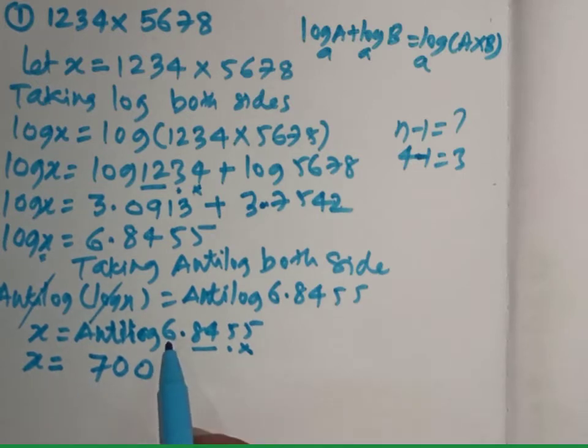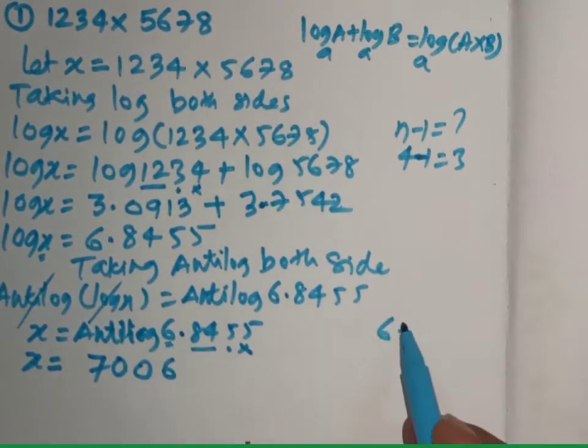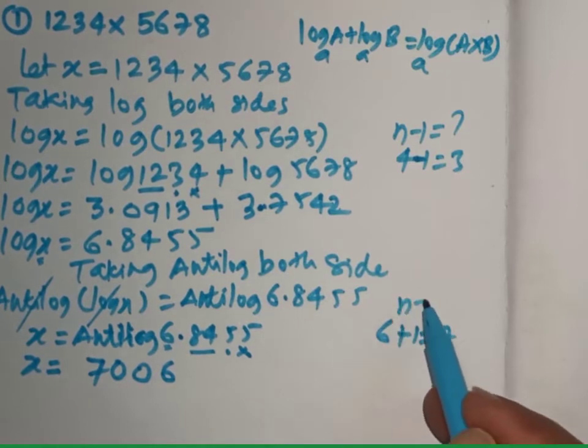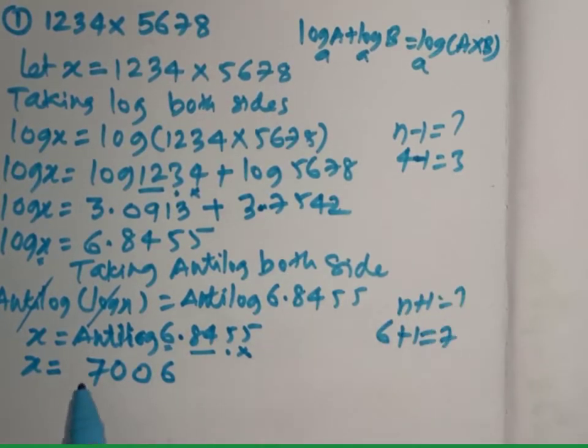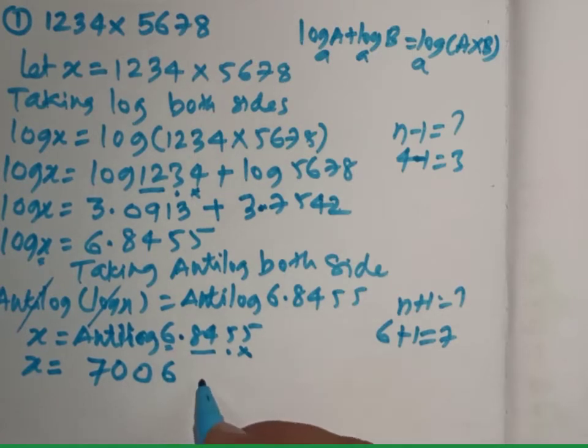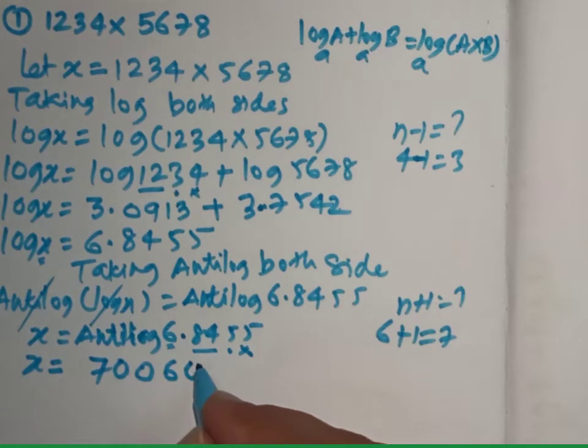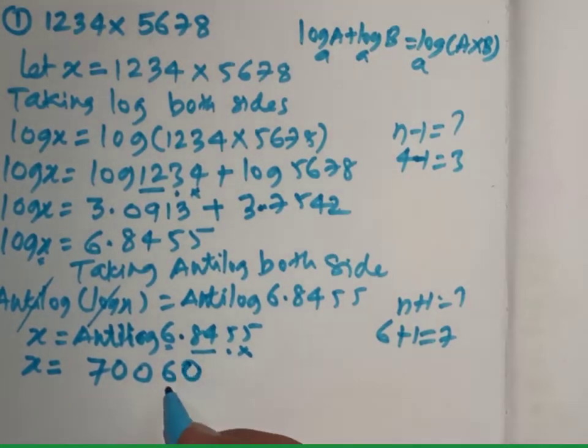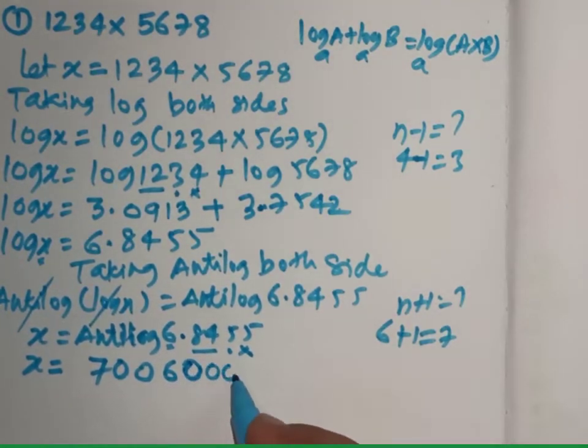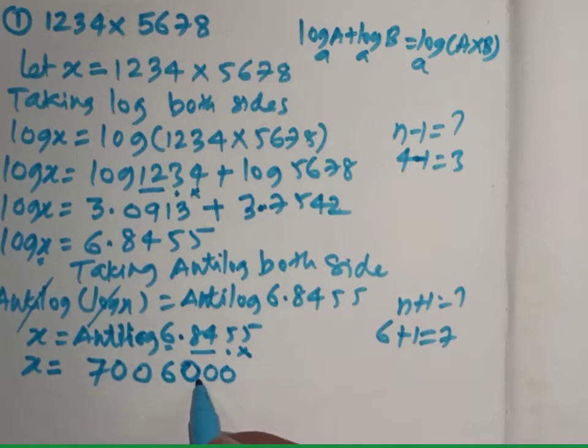Now we have to fix the decimal point. To fix the decimal point, we see the characteristic here. It is 6. 6 plus 1 becomes 7. What we are using here is n plus 1, that is 7. So we have to put a decimal after 7 digits. But we have only 4 digits here, because our common logarithm has a 4 digit system. So we'll have to make it 7 digits, 4, 5, 6, 7. So after this 7, put a decimal. So we got the answer.